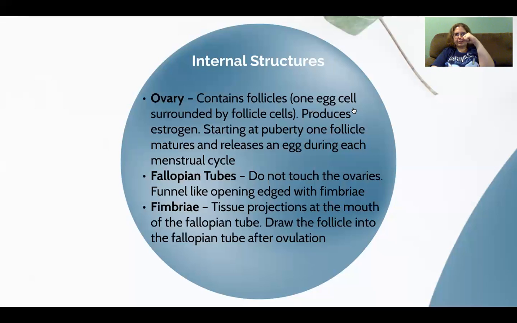So if this hand is the ovary, how it sits is the fimbriae get really close to the ovary, but they don't actually touch it. So once the egg is pushed out of the ovary, it'll be close to the fimbriae. The fimbriae suck it up, and then it starts traveling through the fallopian tube.